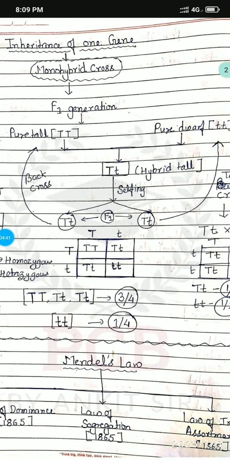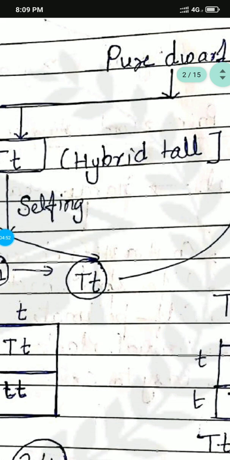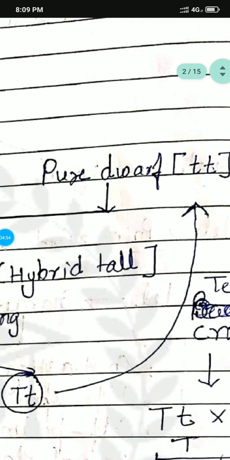Now, there is one cross that is called the test cross, or you can also say back cross. Test cross is the cross between the F1 hybrid and the recessive parent.